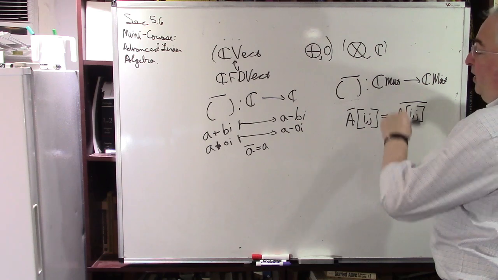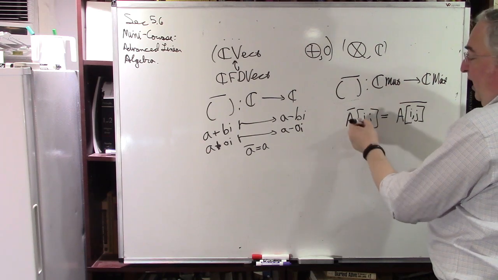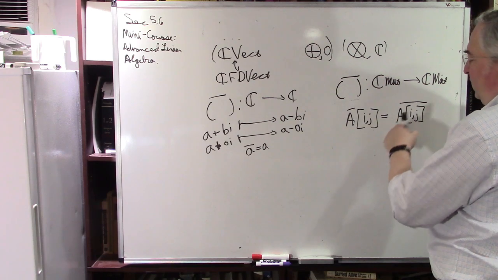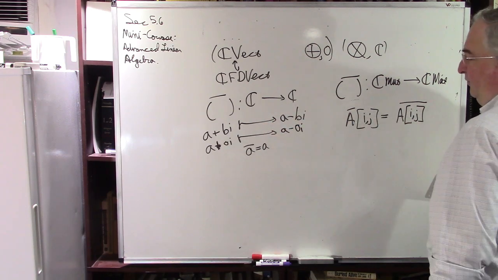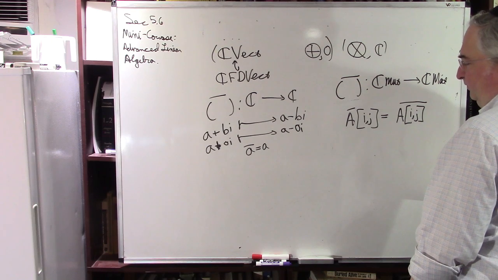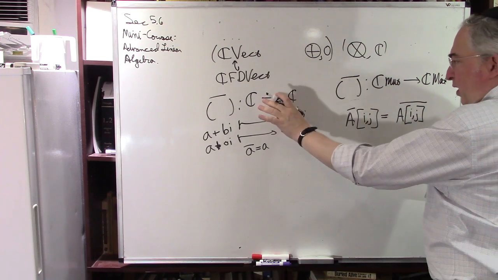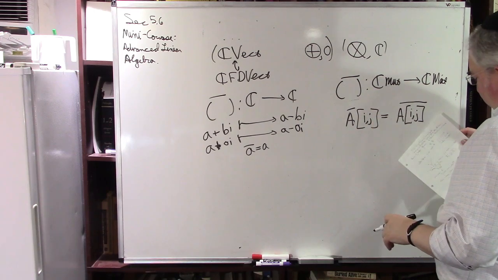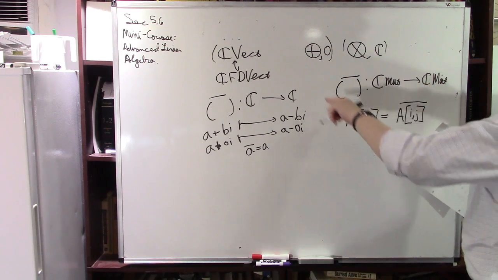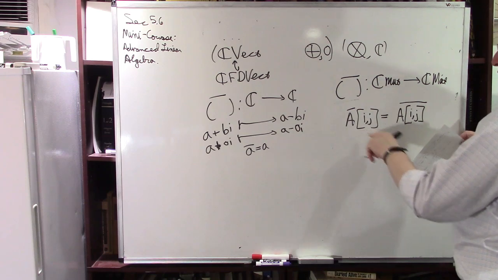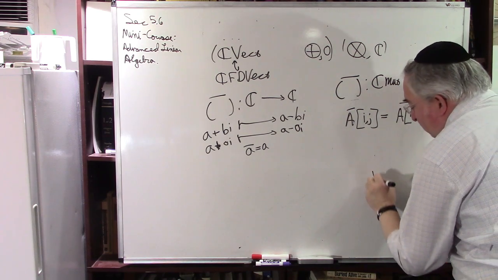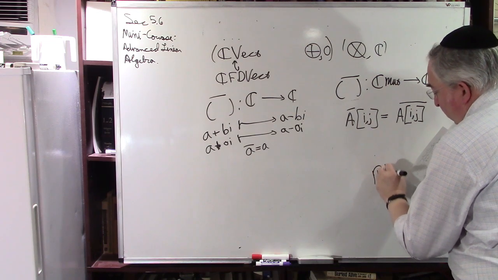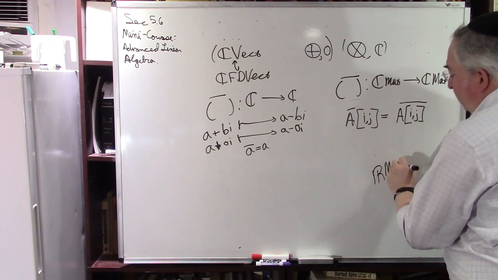In other words, what that means is take every single entry in the matrix and just do the complex conjugation of it. So instead of doing it on one complex number, do it on every single entry of the matrix. And just a reminder about real matrices, let's remember what this is.